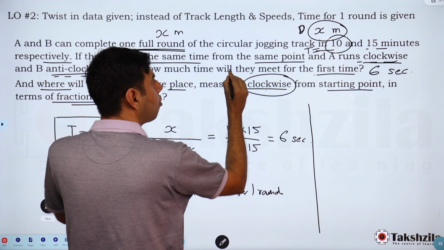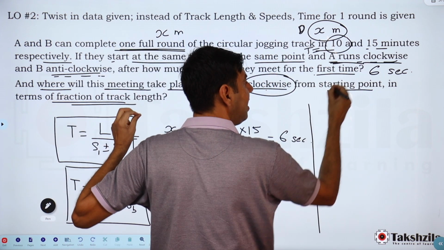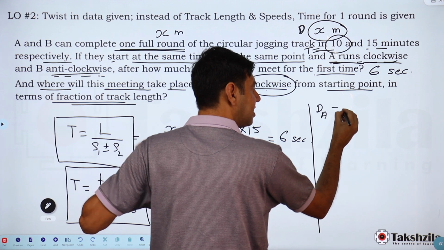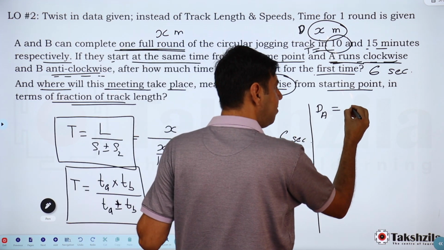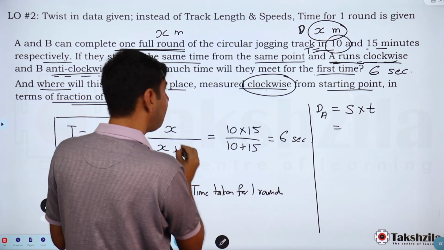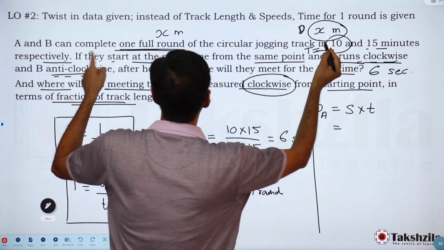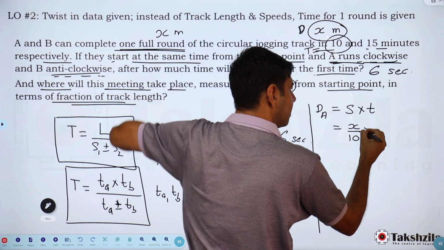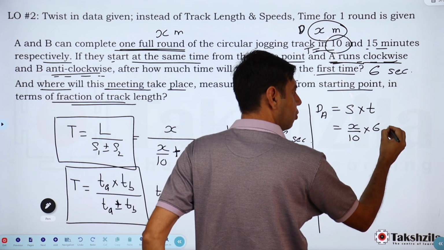So we go ahead now clockwise. Since it says clockwise, I'll have to take clockwise. A runs clockwise, so I'll have to find the distance of A. And what is the distance of A? One way, the unimaginative way, is speed into time. What is the speed? The speed of A we have found. A finishes in 10 minutes, so the speed of A is x by 10 per second. Into time, how much? 6 seconds. So you could do this.